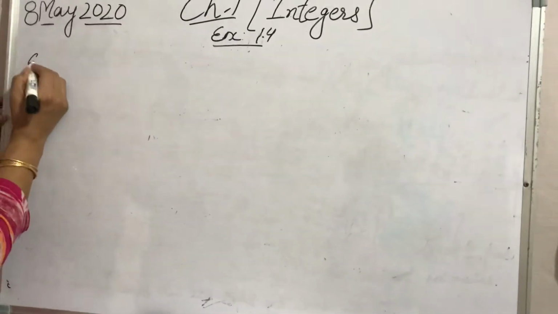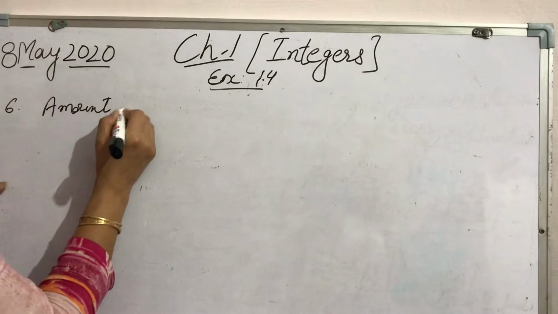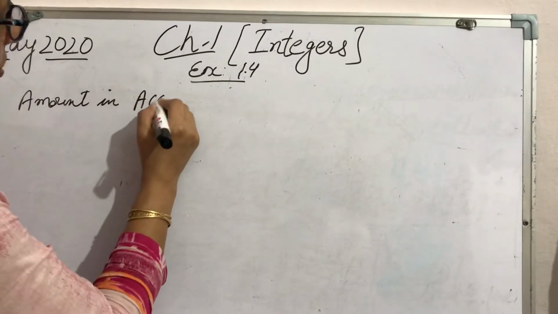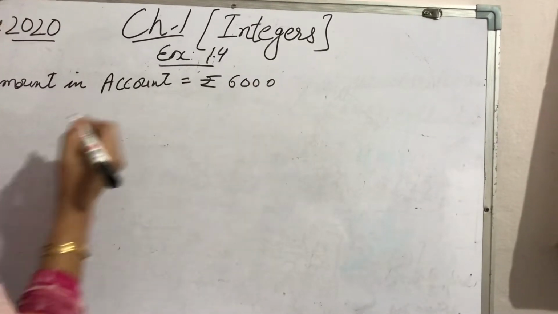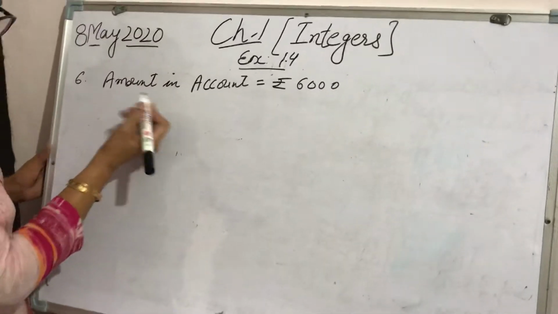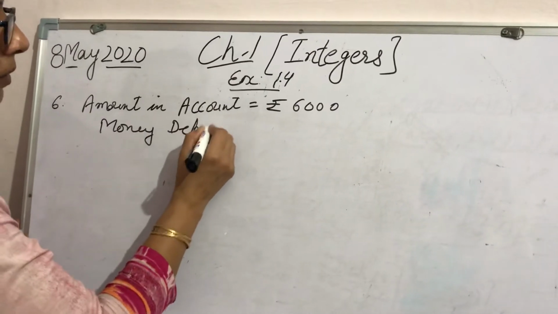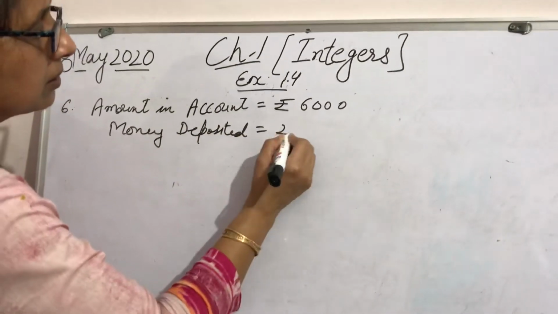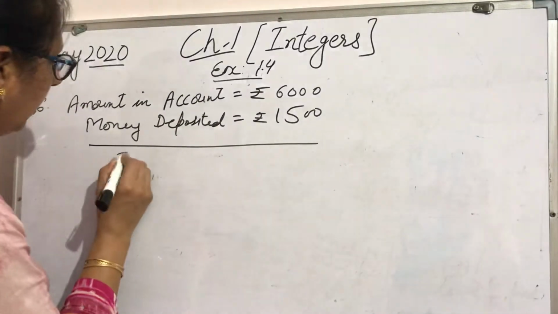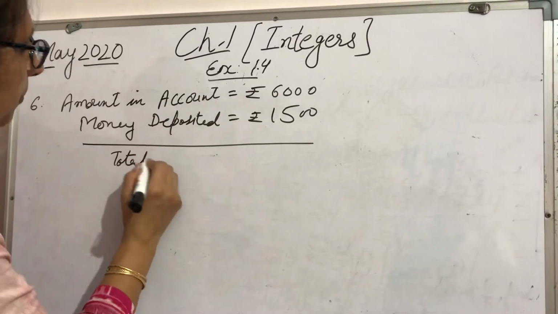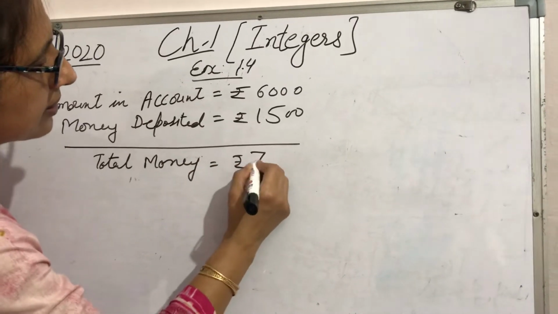So question number 6. Amount in account, earlier it was 6,000, and amount deposited, yani money deposited, how much money deposited? Rupees 1,500. So total money after deposit, total amount, it is 7,500.